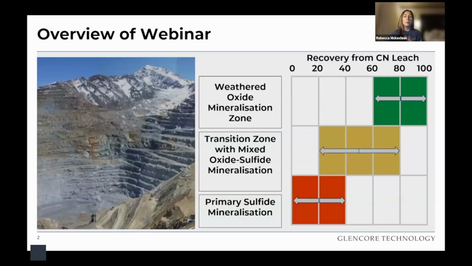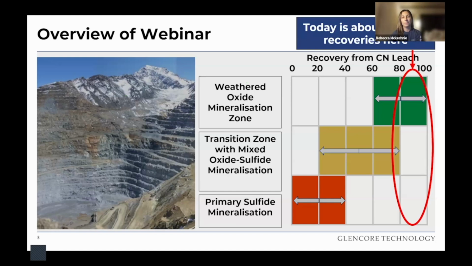So as an overview of what we'll be covering today, we're going to be delving into the progressive decline in recoveries that might occur as we move from the higher free milling oxide component of a deposit through to the transition zone and then down deeper into the primary sulphide mineralization. So today we're going to be looking at how we can shift recoveries as they decline and move back into that area of higher recovery.